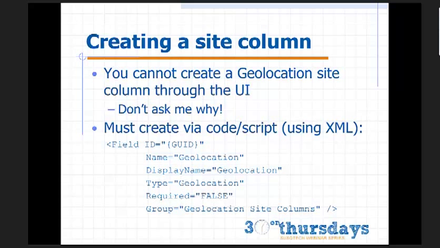What you can do, however, is create this site column via code or via script and using XML. As you see here, we have an XML snippet that basically declares a field of type geolocation. I happened to give it the name geolocation as well, but you can call it anything you want. The key here is that the type equals geolocation. So we'll create this declaratively through XML, but then run some code to create the site column.